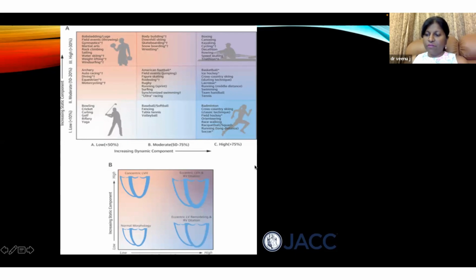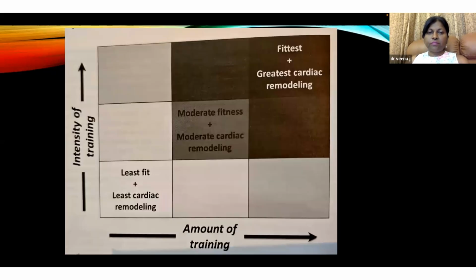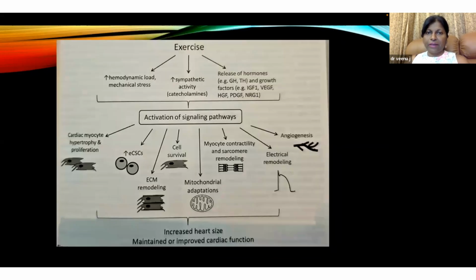This picture again I've got from the Journal of the American College of Cardiology. When we look at intensity of training and the amount of training, as the amount and intensity of training increase, they are the ones with the greatest fitness and also the greatest cardiac remodeling. As the intensity or the amount of training comes down, they will be the least fit and have the least cardiac remodeling.